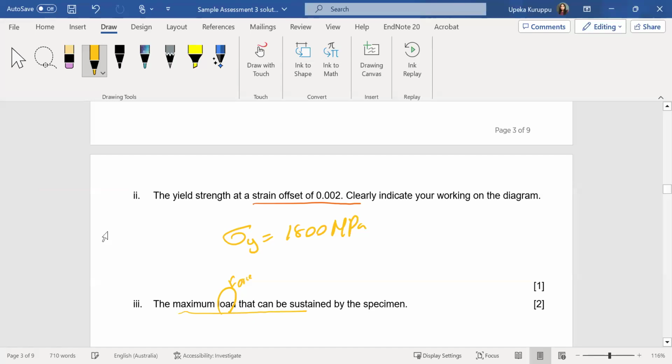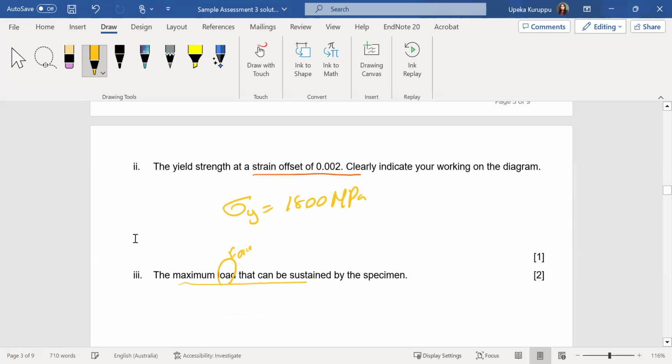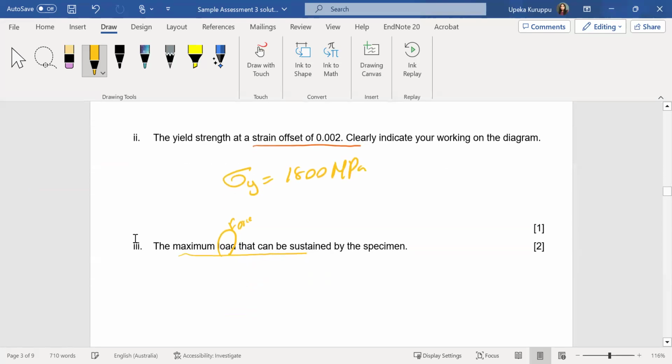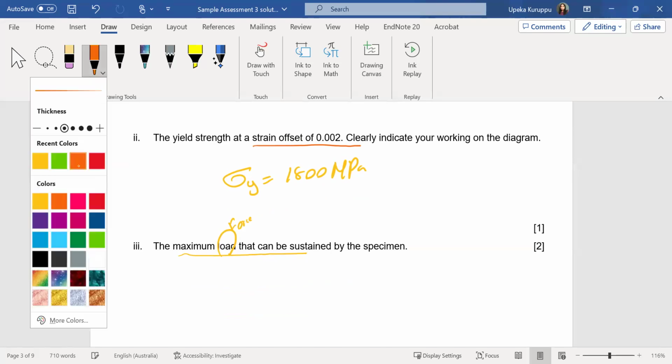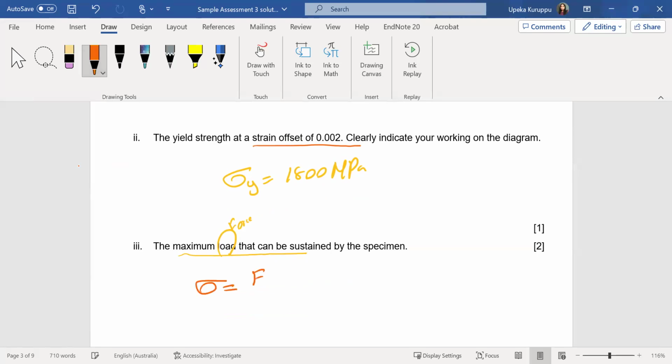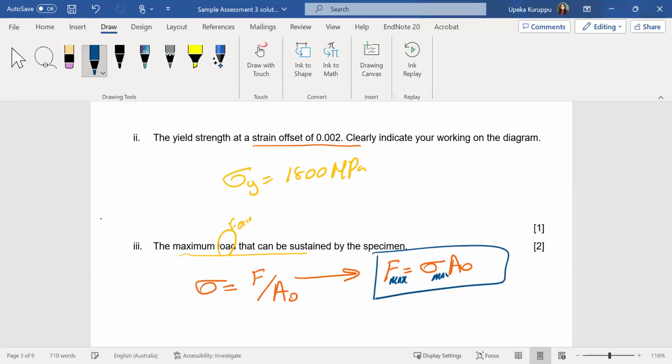So what is the relationship between stress and force? Stress is what? Yes, stress is equal to force divided by the area. Am I right? So if you want to find the force, force is equal to stress times the original area. They are asking you to find the maximum load, the maximum force, where the maximum force is happening. Wherever you have the maximum stress, that will be your maximum force. Agree?